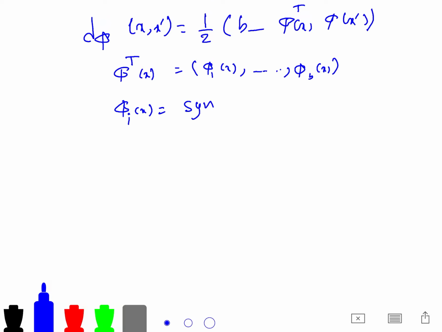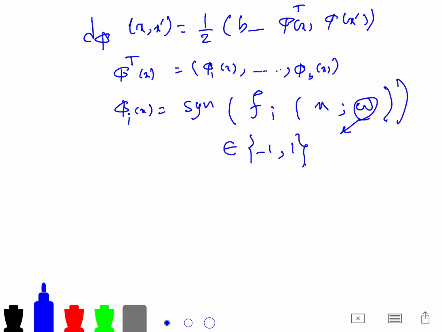And phi i of x is just the sign. Because remember, it's a hash. It's either 0 or 1. We are not doing quantum computing or quantum machine learning. So there is no complex plane. It's just either 0 or 1. There is nothing between. So it's a sign of phi. Phi is activation produced by the feed-forward neural networks acting on x and your weights of neural networks. And so this is inside -1 and 1. It's just traditional hashing.